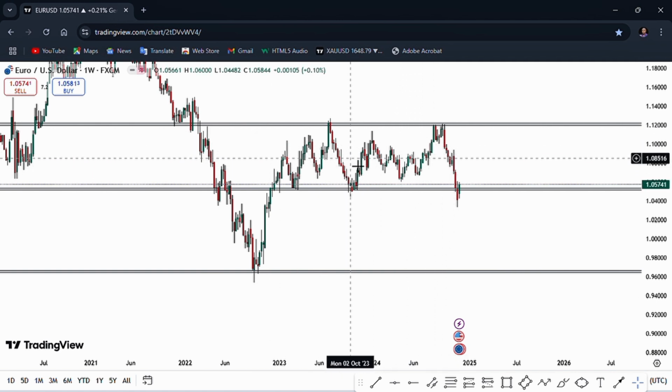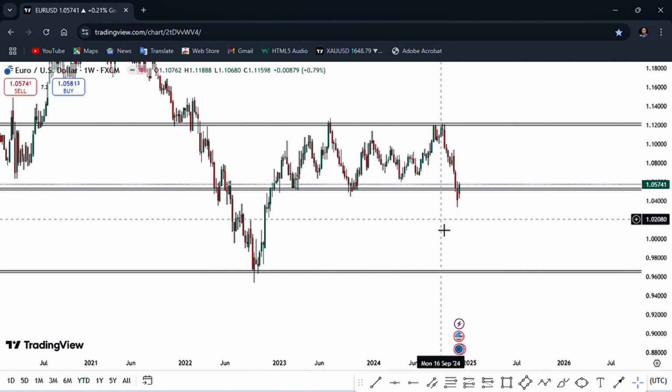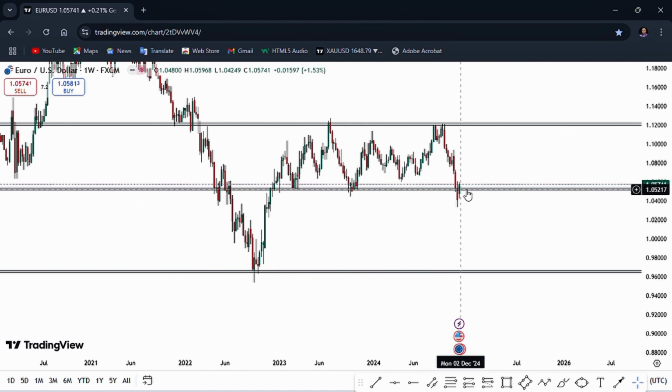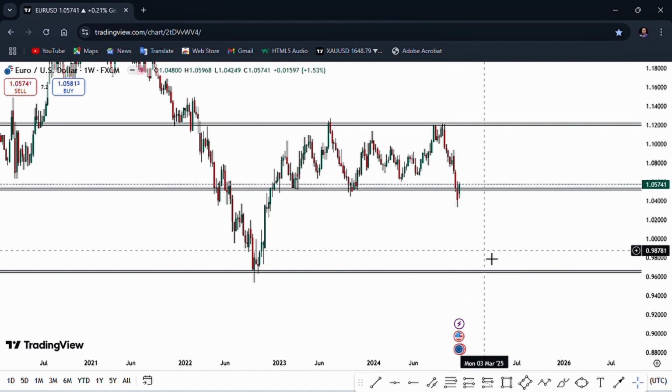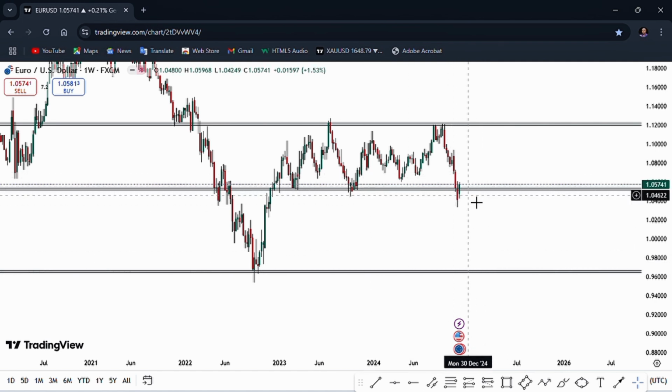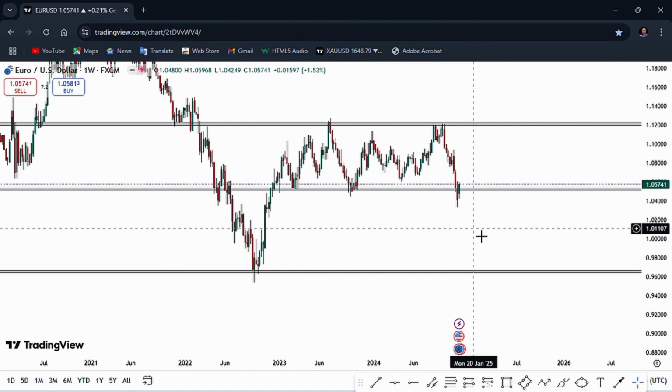And I think probably by next year, 2025, price might or will break below this particular zone all the way down here. But that is not our concern for now. Our concern is to look for trading opportunities in the coming weeks or throughout the month of December.